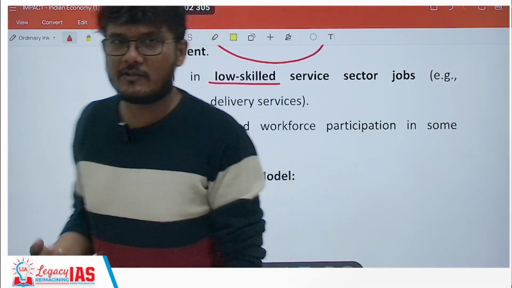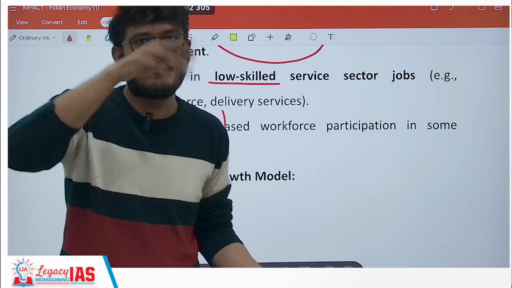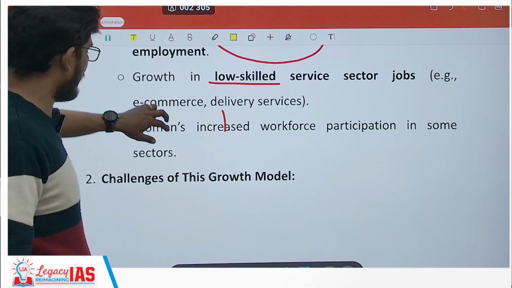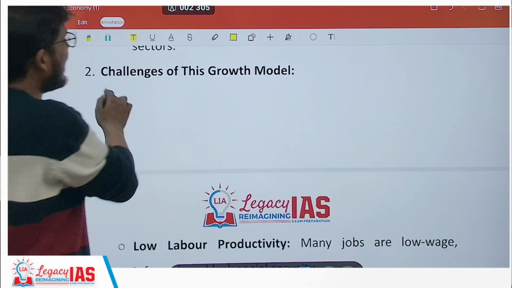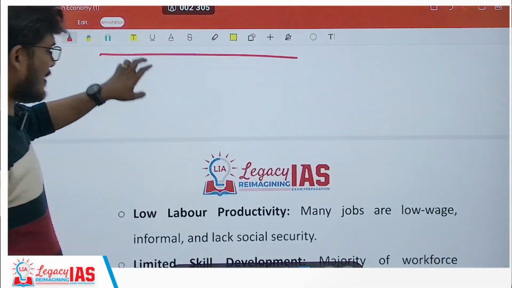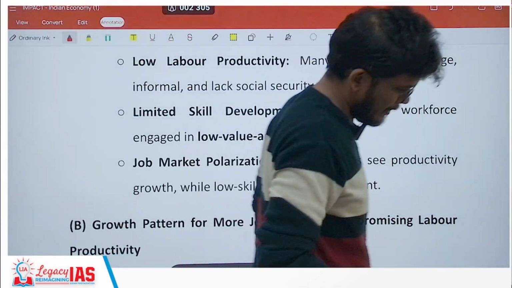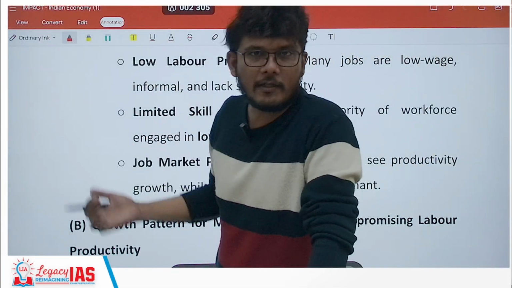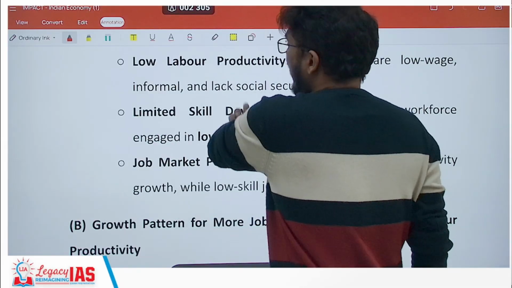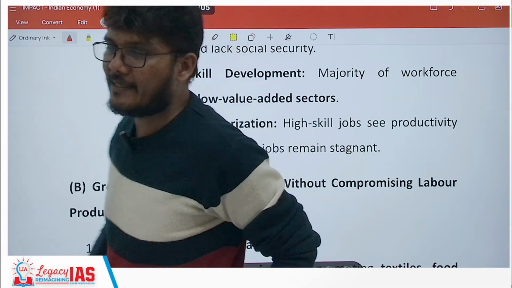When low skilled services are there, of course, with less amount of money, more jobs are there. So the economy is driven by this. Now, challenges to this growth model. What can be the challenges to this growth model is what you have to mention. The challenges can be low productivity, of course, is one challenge. Job market polarization, skill development, etc.